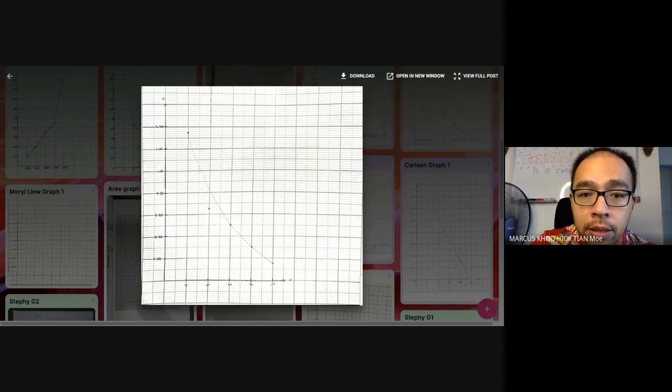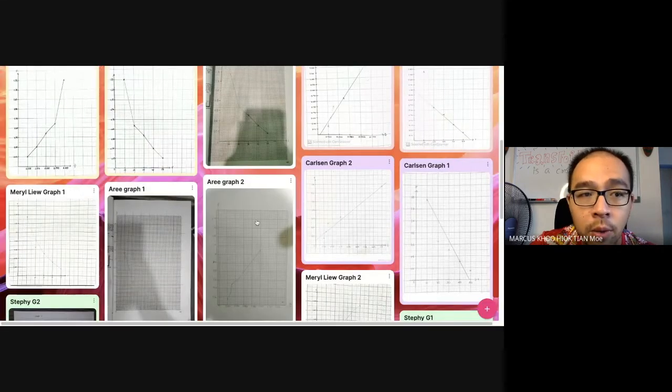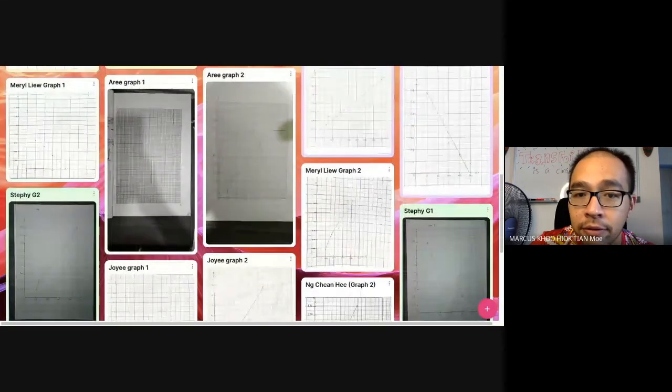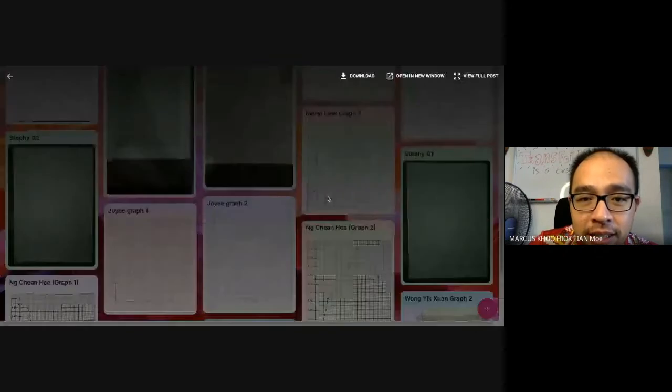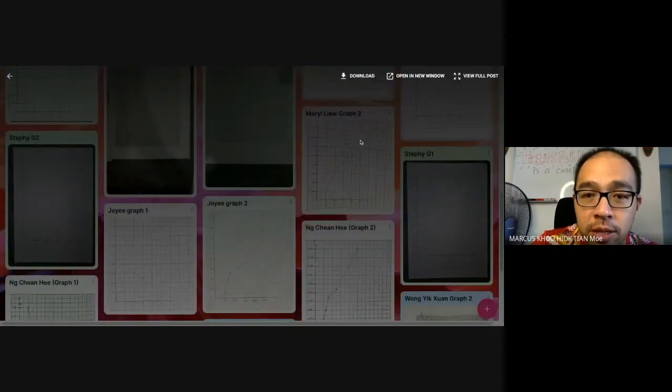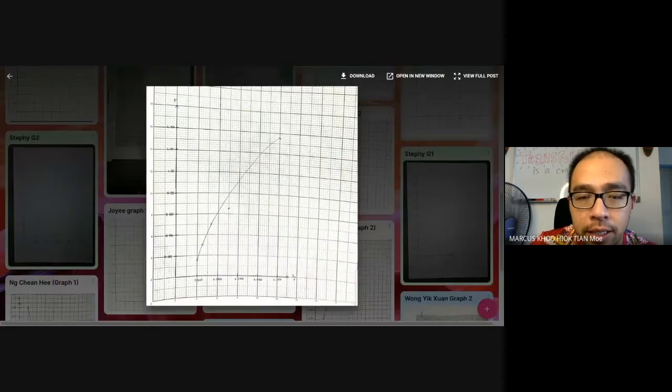Okay, so Merrill and Viona, good job. I think you guys are on the right track. Except that, where is Merrill's other graph? Merrill, I don't know what happened here. Oh no, okay, sorry. This graph is actually supposed to be a straight line. I guess maybe when you saw it, you thought it was a curve. But actually, it should be a straight line starting from zero, because the graph is a directly proportional graph.